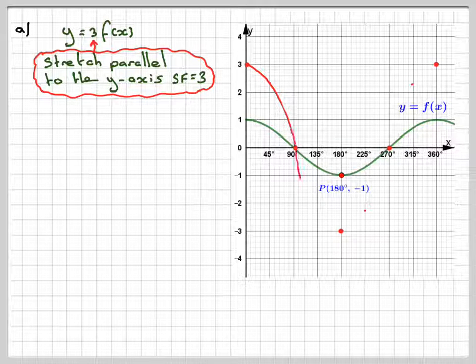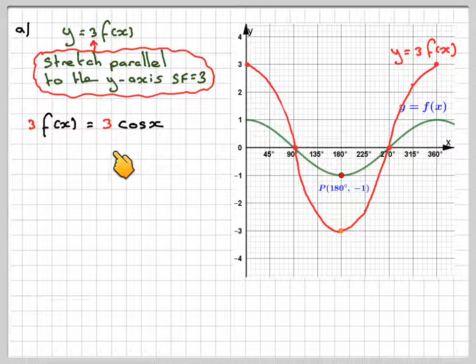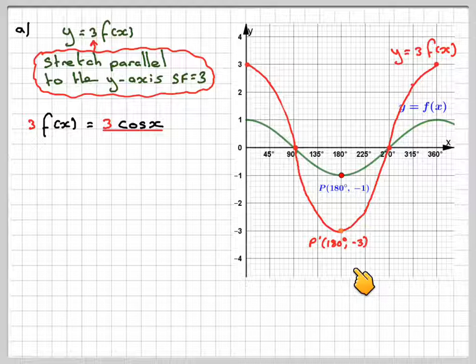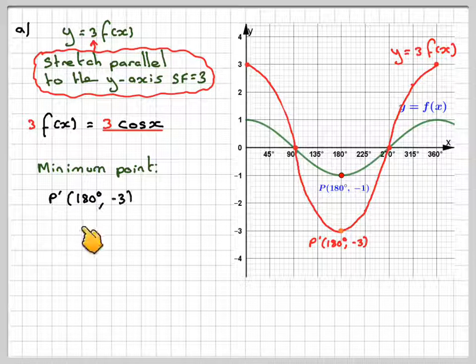So drawing the graph, it will look something like that. So that's going to be y equals 3f(x). The 3f(x) will be 3 times what f(x) is. f(x) is cos x, so 3 cos x. And the minimum point will be moved to the same x value, 180, but the y coordinate will be minus 3. So the minimum point will be P dash, 180, comma, minus 3.